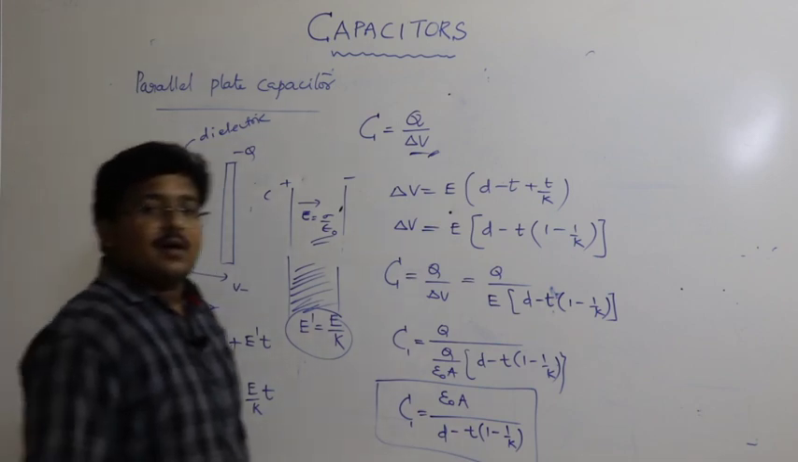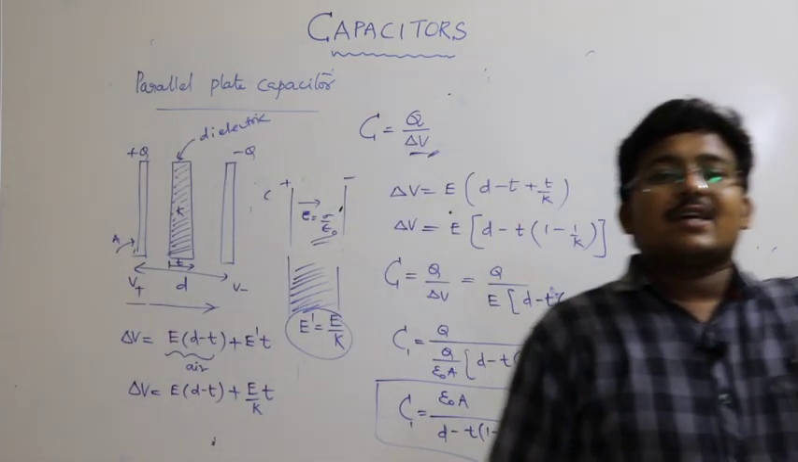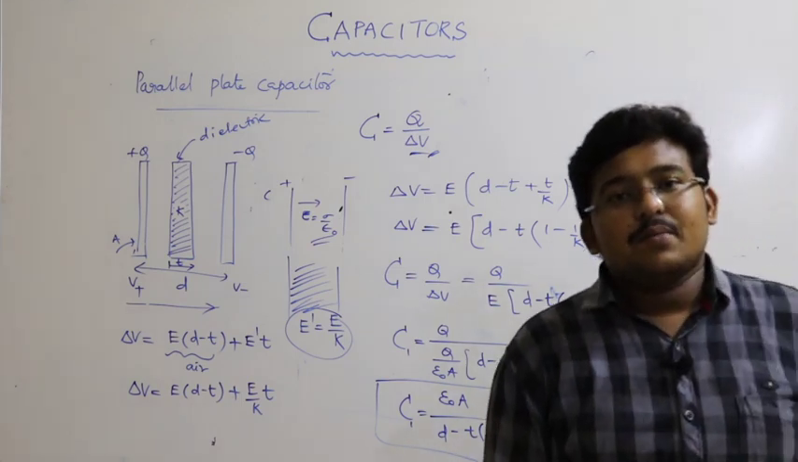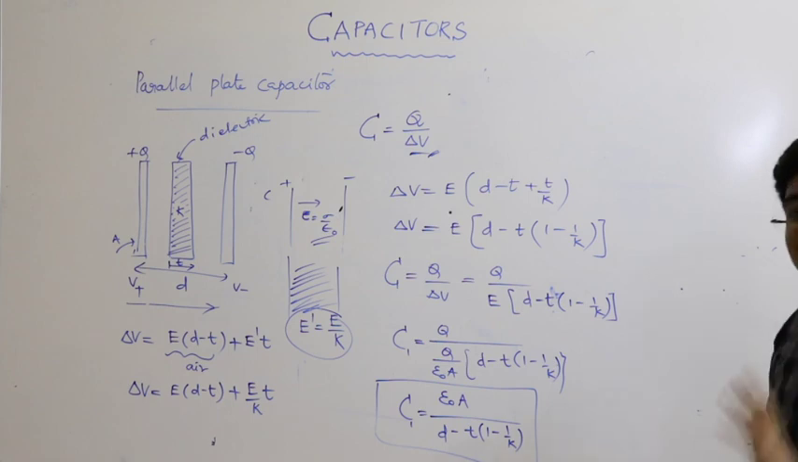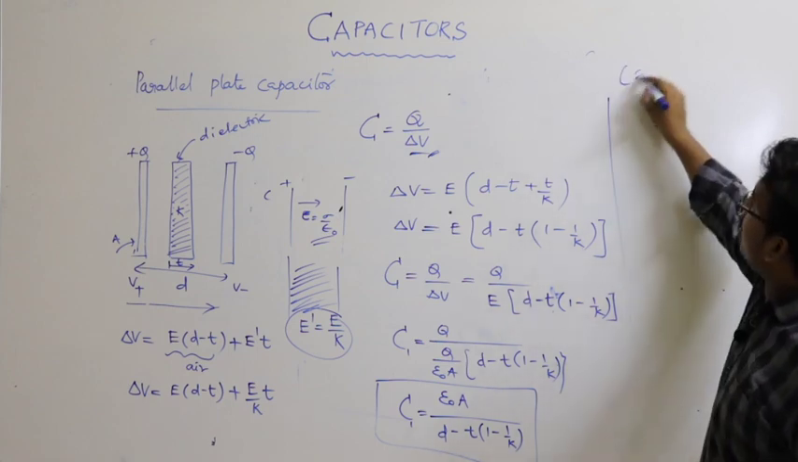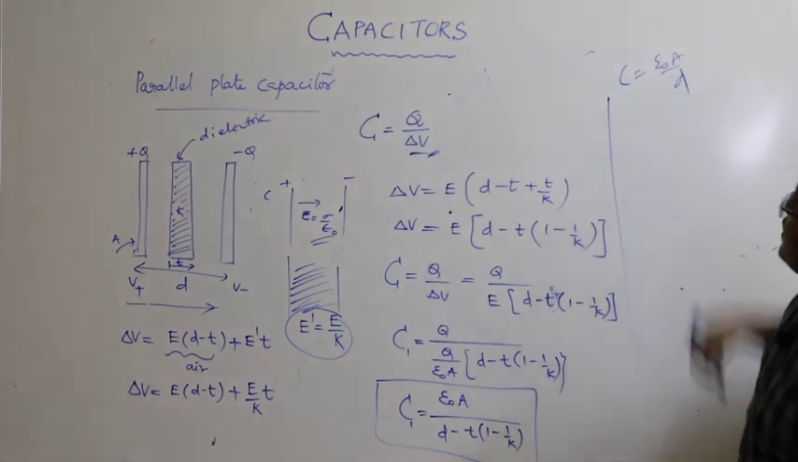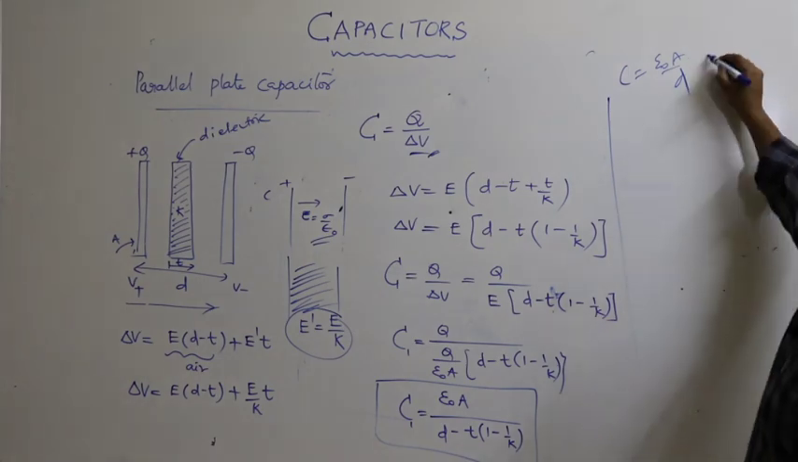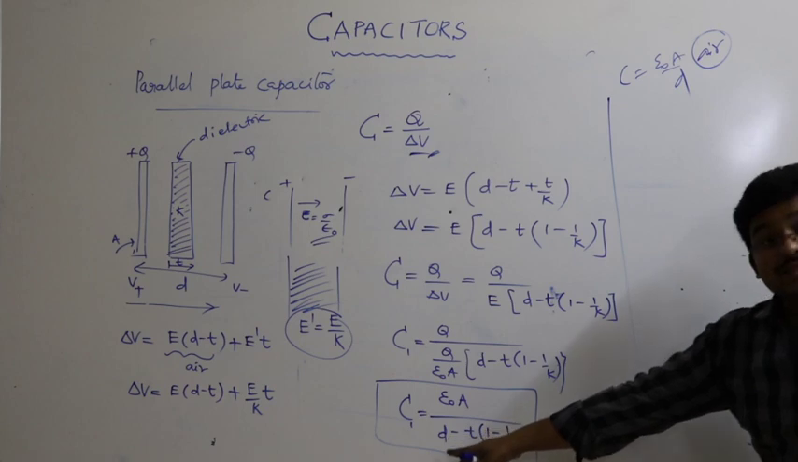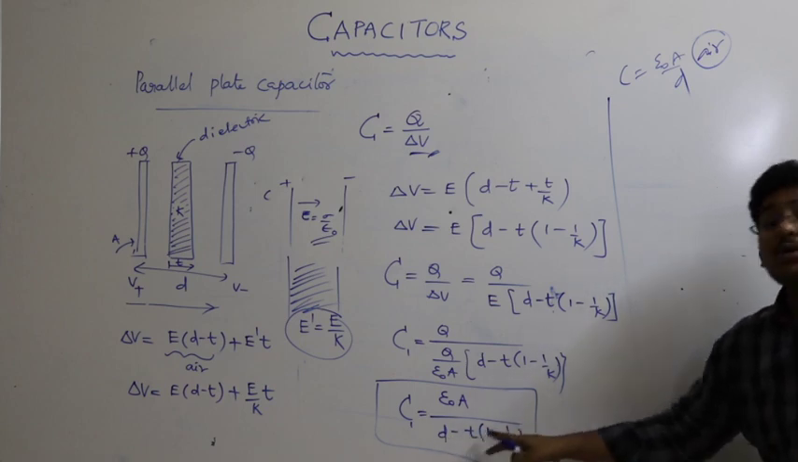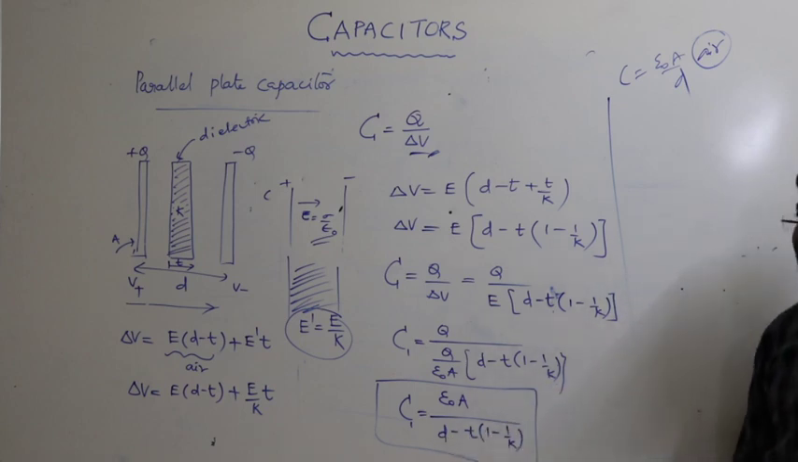This is the formula when some dielectric medium is kept. When nothing is kept, when air is there, what is the formula? Simply epsilon naught A by D only. This is with air. When dielectric is kept, distance is decreased: D minus T into 1 minus 1 by K.